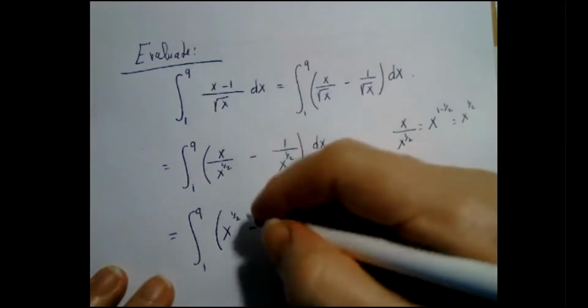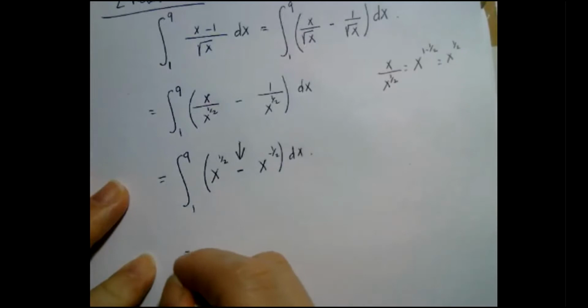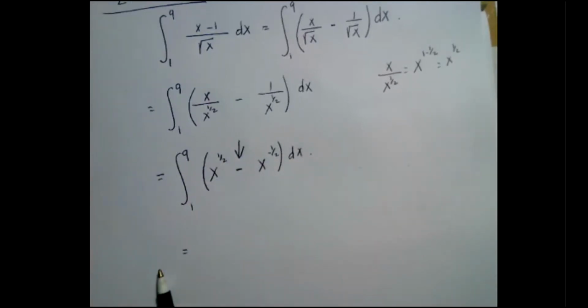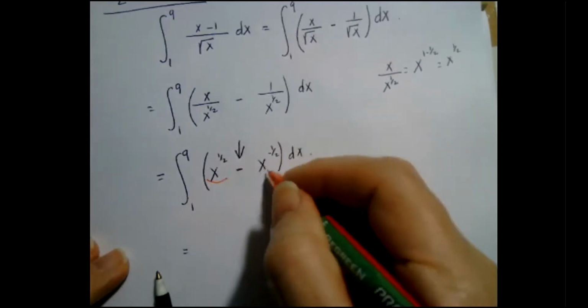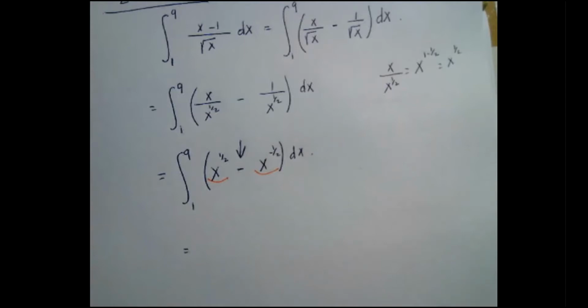Now I have a difference between them. It's easy, so it's the integral. To find the antiderivative, I find the antiderivative of the first minus the antiderivative of the second. I can do that because it's a difference. I can split a difference.